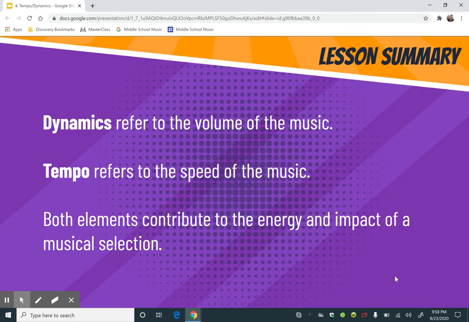Let's summarize what we've learned so far in this lesson. We've established that dynamics refers to the volume of the music, and tempo refers to the speed of the music. Both elements contribute to the energy and general impact of any musical selection.